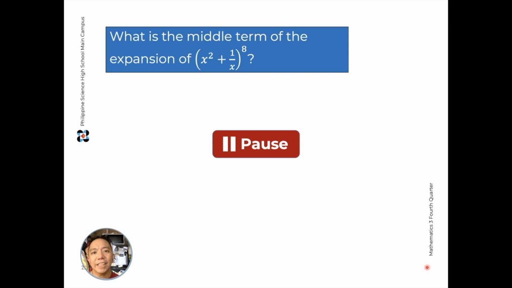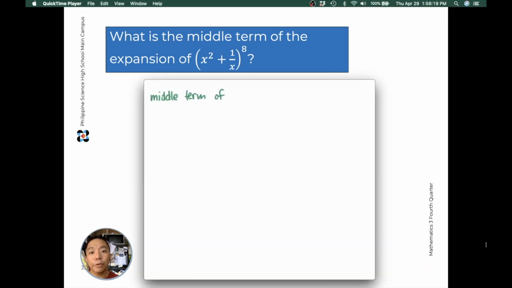First, isipin muna natin ano ba yung middle term. And then use what we know about the entries of the Pascal's triangle para hanapin yung middle term. So we're looking for the middle term of this expansion. So first, the expansion has 8 plus 1 terms. So 9 terms meron siya. At ano ba yung middle term ng 9 term? I mean, that would be the 5th term.